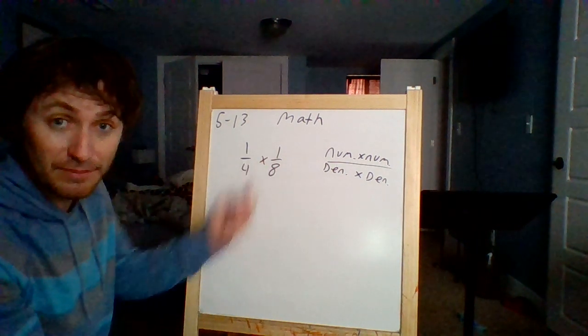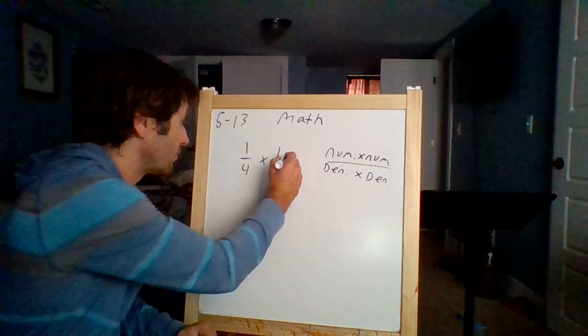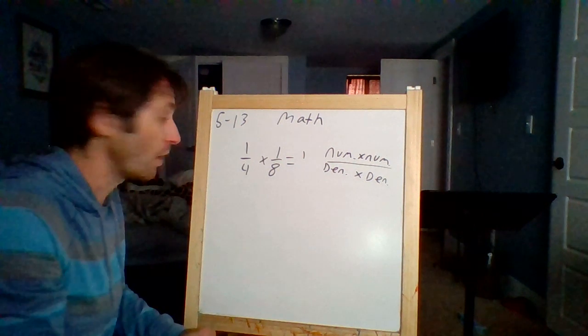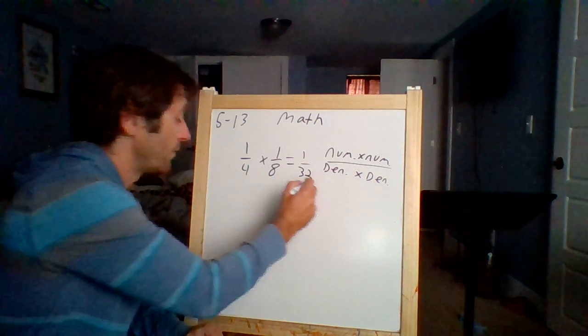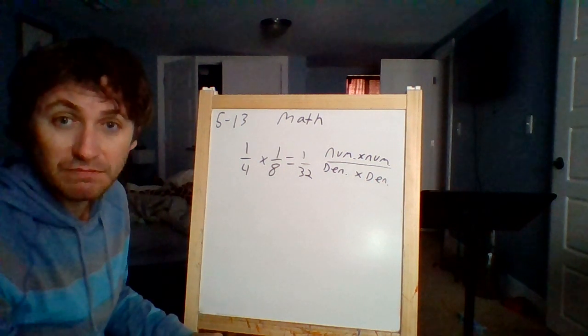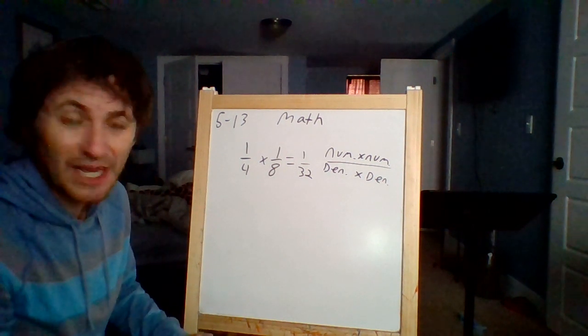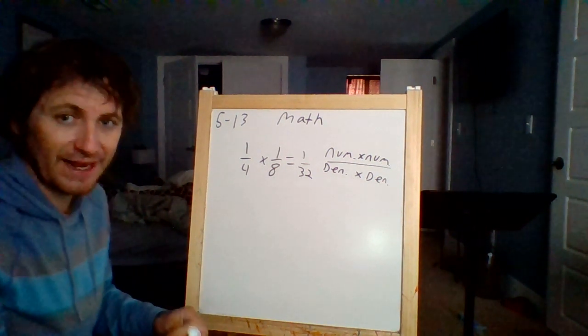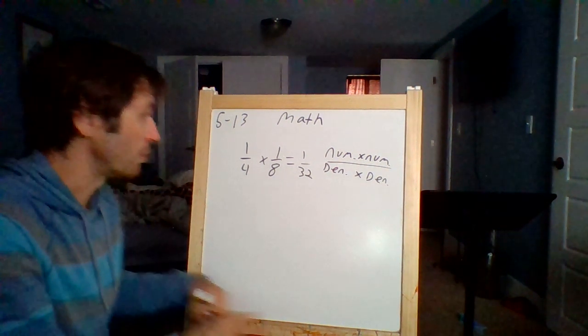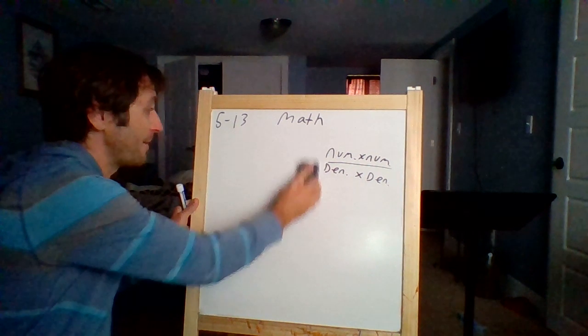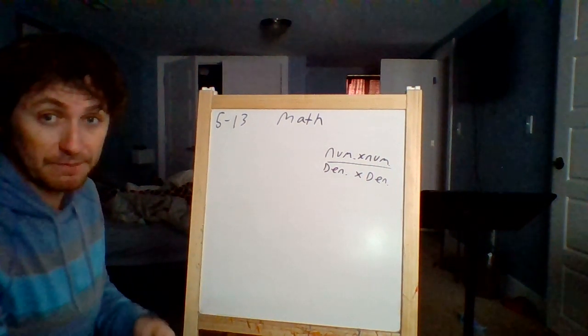So easy peasy up top. 1 times 1 equals 1. 8 times 4, 32. Can I reduce something that has a 1 on top? Nope. 1 is a prime number, cannot go any lower. Okay? So numerator times numerator over denominator times denominator.